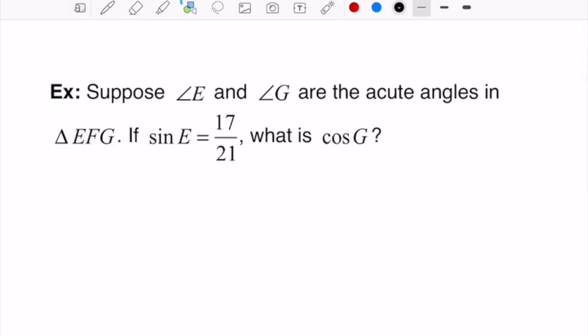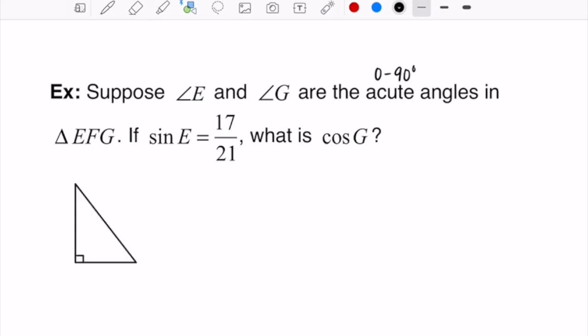All right, on this next question here, it says, suppose that angle E and angle G are the acute angles. Remember that an acute angle is an angle that's between 0 and 90 degrees. Suppose angle E and angle G are the acute angles in triangle EFG. If the sine of angle E is equal to 17 over 21, what is the cosine of the other acute angle? So it might help us to start by drawing a right triangle.